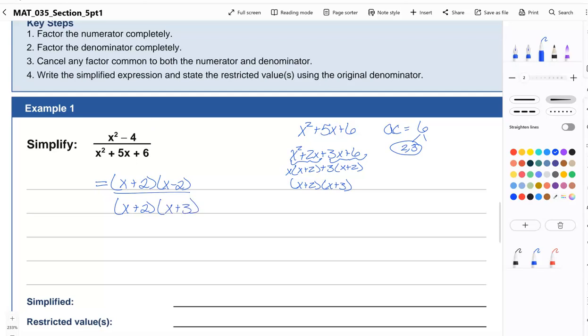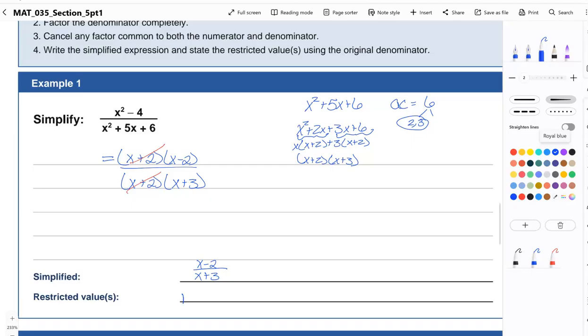So we've got x plus 2 times x plus 3. So what cancels? Well, notice we've got an x plus 2 in the top and bottom. So that's going to cancel. So our simplified form is x minus 2 over x plus 3.